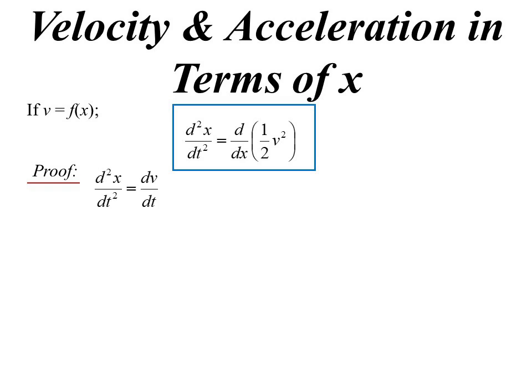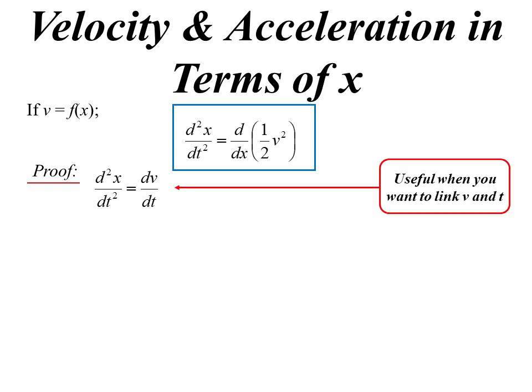We know acceleration, the second derivative of displacement with respect to time, is the same as the first derivative of velocity with respect to time, so dv/dt. Right? Now that idea is useful if I want to link velocity and time together. Let's take it a step further.